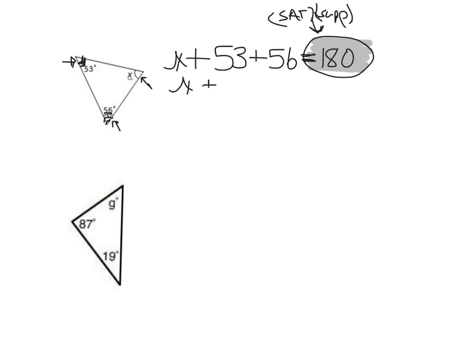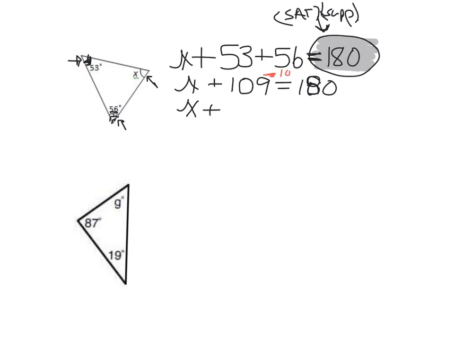So 53 plus 56. I know 50 and 50 is 100. 3 plus 6 is 9, so I know it's 109 equals 180. That's an 8. Oh my gosh, what a mess. So X is going to equal, and again, if you're a balancing person, your next step is going to be to get rid of that 109 on that side, which means you have to get rid of it on that side. So let me erase this guy. I did that by accident.